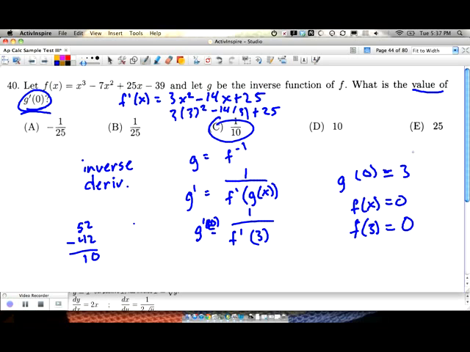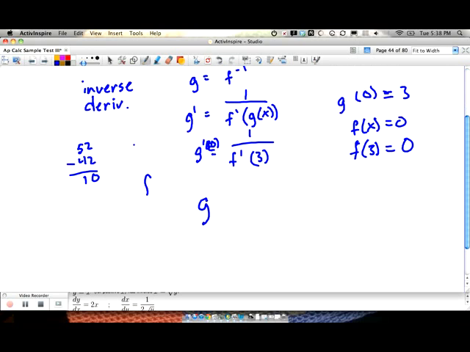But this is the general idea: if f inverse of x is g, then g prime of x is equal to 1 over f prime of g of x. Easy enough.